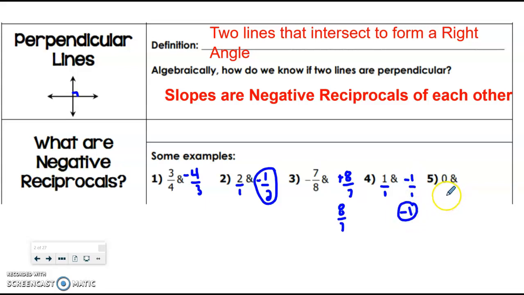Now, if I look at 0, I have 0/1, because I could put every value over 1. And then if I flip it, it's going to become 1/0, and it's going to be negative. Can I divide anything by 0? No, so this would be considered to be undefined. If I look at something that has a slope of 0, that's a horizontal line. Anything that's undefined is going to be vertical, and we'll look more at that tomorrow.